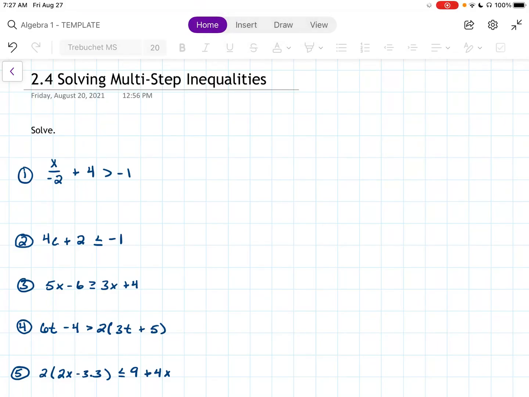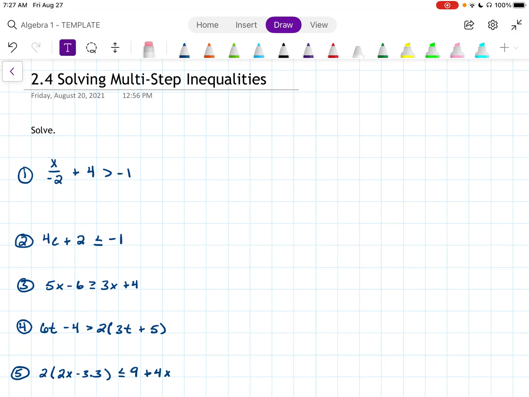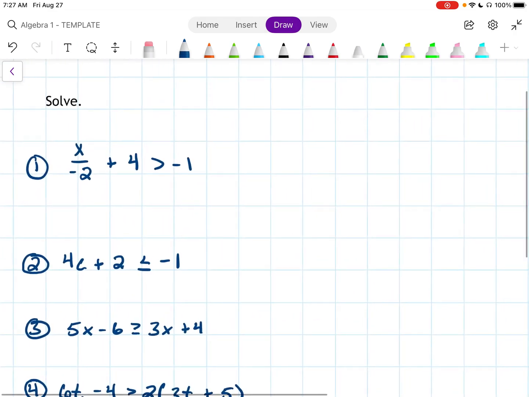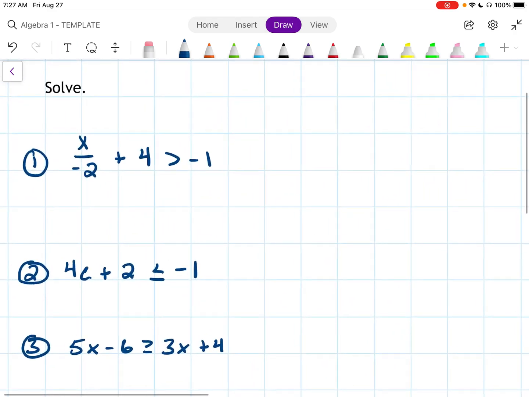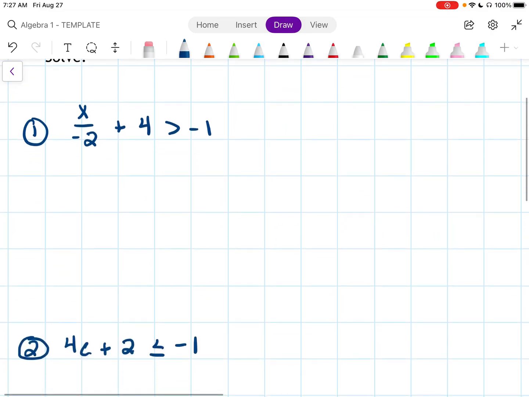All right, 2.4, solving multi-step inequalities. We'll look at number 1 here. Solving this, we do the same thing that we would do if we had an equal sign. So we start off by subtracting a 4 from both sides. And then we're going to have x over negative 2 is greater than negative 5.